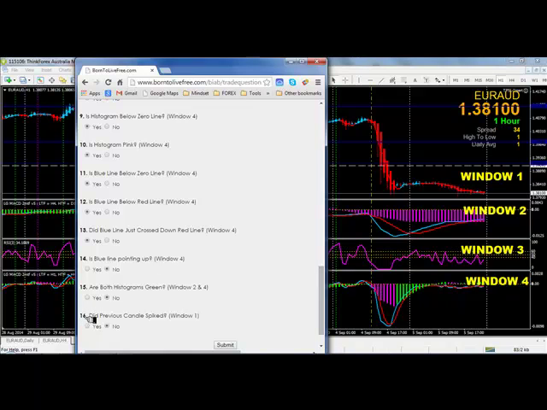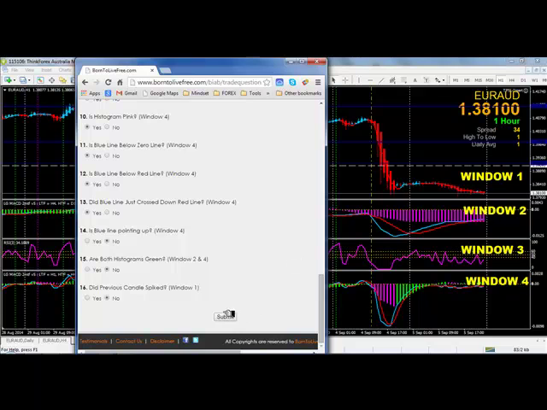Question 16. Did the previous candle spike in window 1? Now the definition of a spike is an unusually sized candle or something that's just pierced a very strong support and resistance. And you can see it's neither of those, so the answer is no.